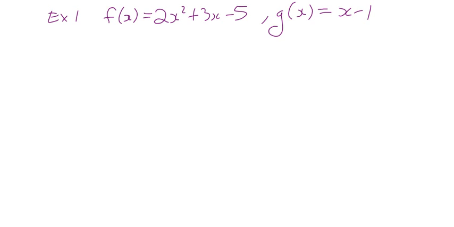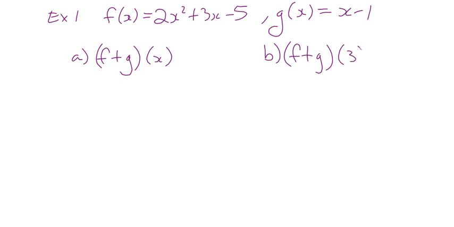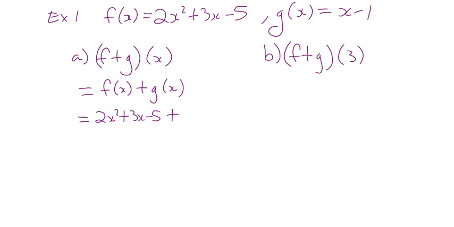So we will do f plus g of x, and we will do f plus g of 3. In f plus g of x, we're actually going to define a new function, and in f plus g of 3, we're going to evaluate the sum of the two functions. So f plus g of x is equal to f of x plus g of x, which is just a substitution thing. Where I see f of x, we write 2x squared plus 3x minus 5, and where I see g of x, we write x minus 1. Then we just add, so 2x squared plus 4x minus 6 is the new definition of f plus g of x.